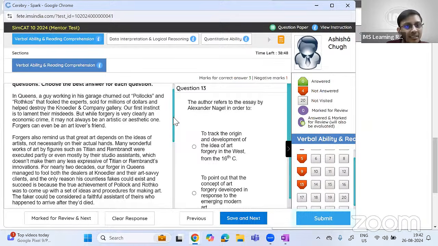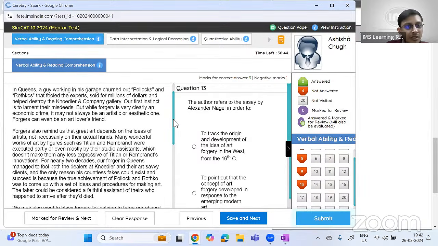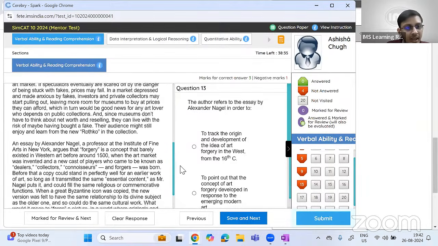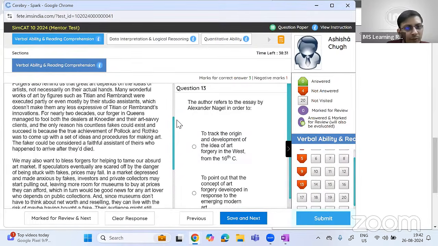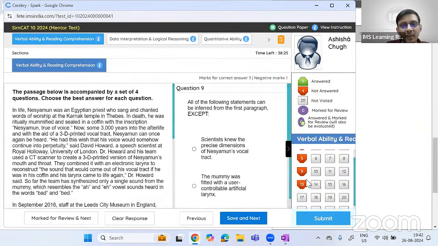A guy working in his garage churned out Pollocks and Rothkos, fooled experts, sold for millions of dollars. Forgery, economic crime, art lover, something to do with art and forgery. So this also seems to be an easy enough read. So I think I'll start off with the third one, then the fourth one, and come back to the first one, and maybe then the second one.